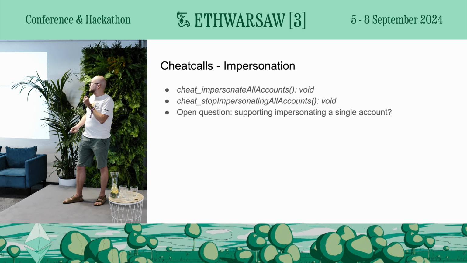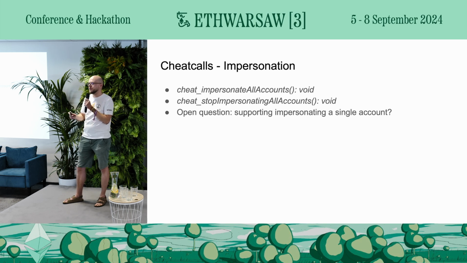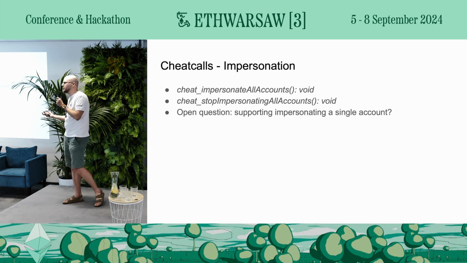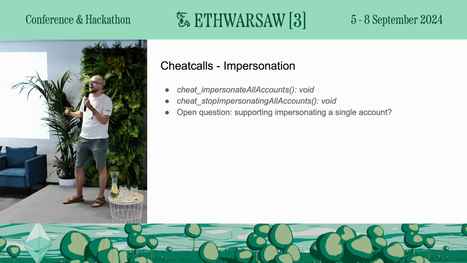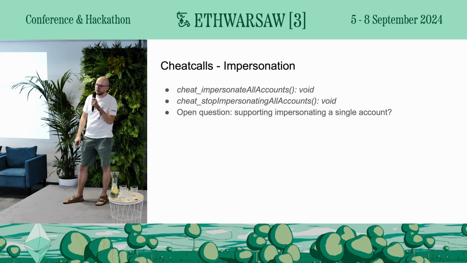And then we get to cheat codes about impersonation. Basically, it allows you to act as an address that you don't know the private key of. And here we're debating whether we should support impersonating a single account, which is the case for many development nodes now, or whether it's just easier to impersonate all accounts. From my experience, impersonating all is just much more useful because you don't need to worry about impersonating every single account that you want to impersonate. So yeah, this is an open question. Should we re-add this singular impersonation?